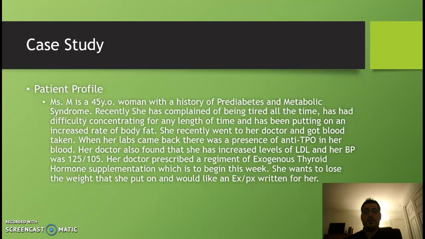She went to her doctor recently and got blood taken. When her labs came back, there was a presence of anti-TPO or thyroid peroxidase in her blood. Her doctor also found that she has increased levels of LDL and her blood pressure was 125 over 105. Her doctor prescribed a regimen of exogenous thyroid hormone supplementation, which is to begin this week. She wants to lose the weight that she put on and would like an exercise prescription written for her.